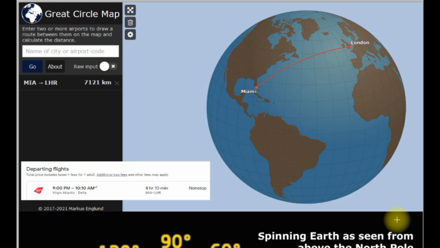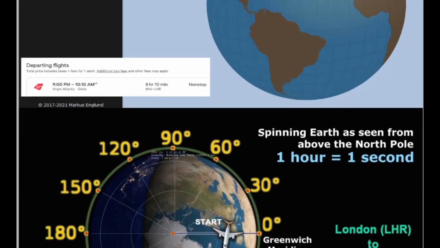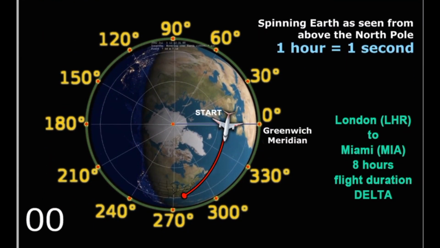Our very first flight, let's look at this London to Miami flight. Here's the flight route as it is shown on the Great Circle Map website. This is the view from the top, looking from above the North Pole. We have here the center, the North Pole right here. We have the prime meridian, London being right here, Miami. And remember, this is the starting point. This flight takes 8 hours, a flight by Delta.